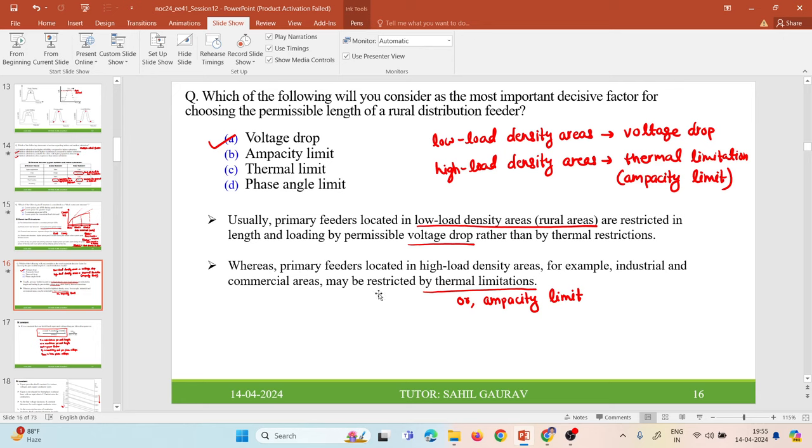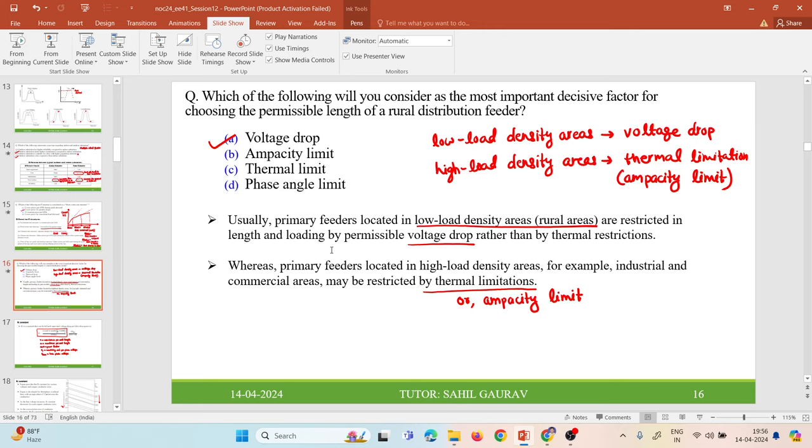but this problem has been discussed in the last PMR, in the last NPTEL lecture. So that's the correct answer. But for length and loading for urban distribution, the answer should be ampacity limit only, I think, for urban distribution.